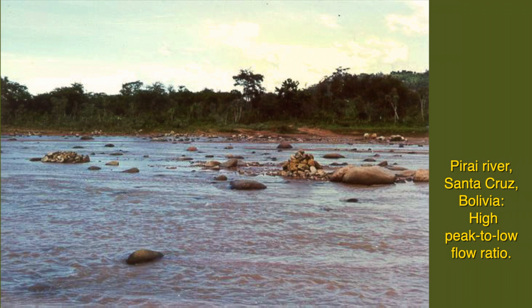In contrast, much smaller streams may have quite large peak to low flow ratios, depending on the local geology, geomorphology, and soils. For example, the Piraí River in Santa Cruz, Bolivia, may reach peak to low flow ratios exceeding 1,000 for a few days during the wet season, January to March.